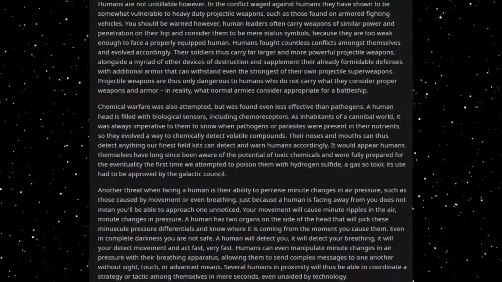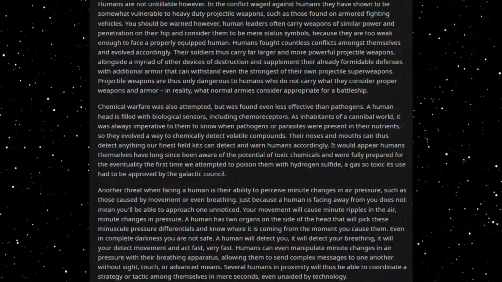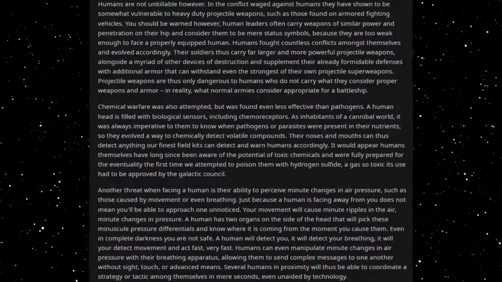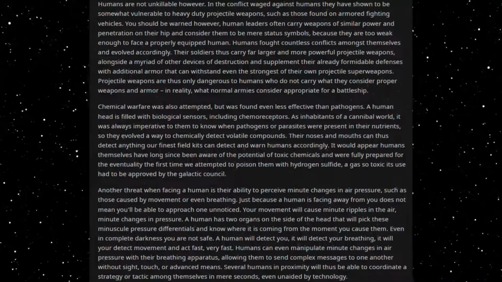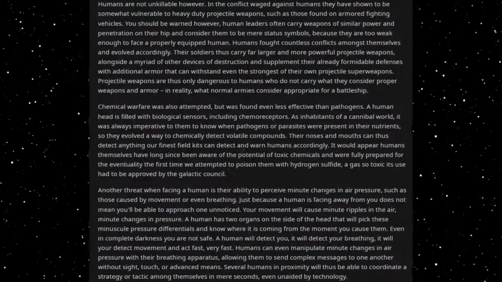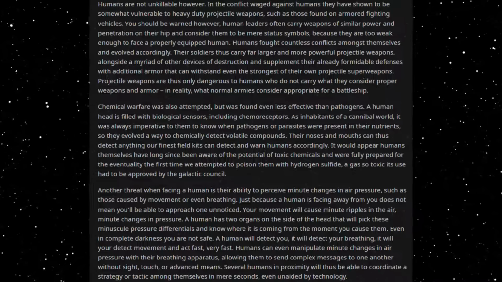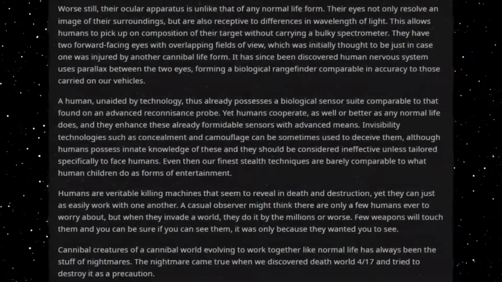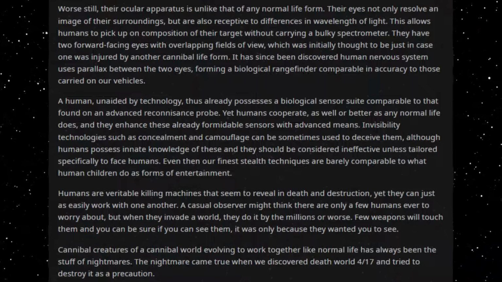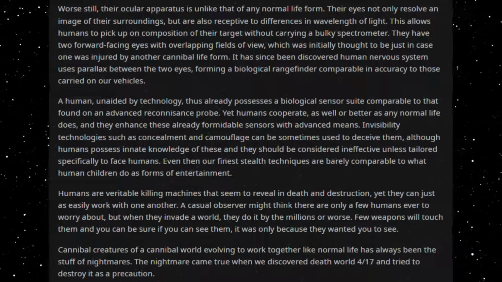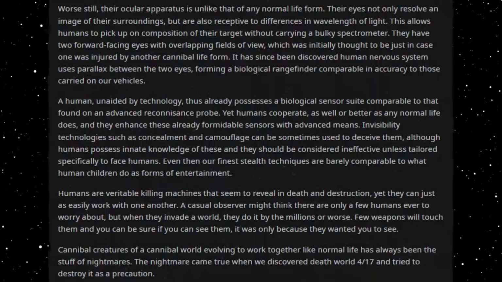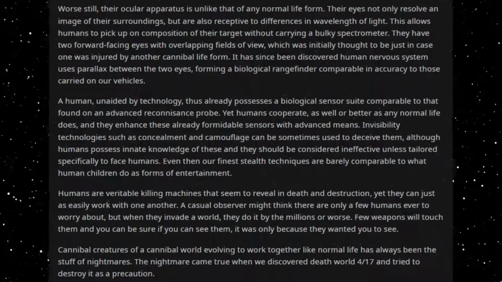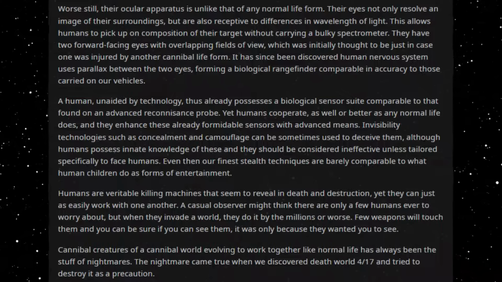Humans can even manipulate minute changes in air pressure with their breathing apparatus, allowing them to send complex messages to one another without sight, touch, or advanced means. Several humans in proximity will thus be able to coordinate a strategy or tactic among themselves in mere seconds, even unaided by technology. Worse still, their ocular apparatus is unlike that of any normal life form. Their eyes not only resolve an image of their surroundings, but are also receptive to differences in wavelength of light. This allows humans to pick up on composition of their target without carrying a bulky spectrometer.